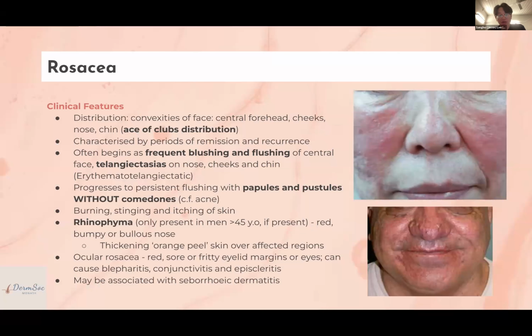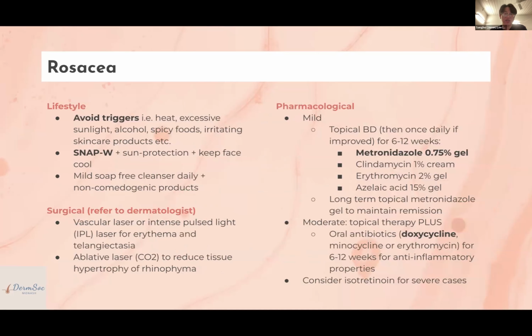And more commonly in males, you also get this presentation called a rhinophyma, where you get this red, bumpy, and bulbous nose, typically described as thickening orange peel skin over the affected regions, quite commonly on the nose. And there can be some eye complications associated as well. Treating rosacea, avoid triggers, most important, SNAP-W, and then we can laser the redness or the bulginess of the nose with different types of lasers. And there's some topical antibiotic agents we can use to try and settle down the inflammation.